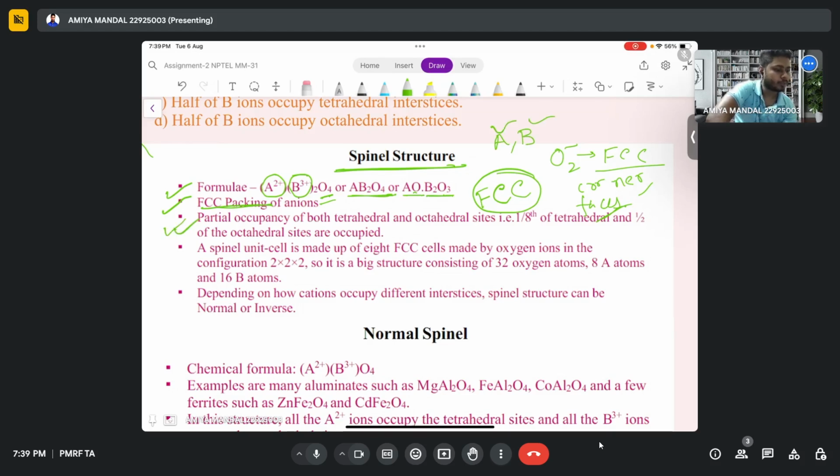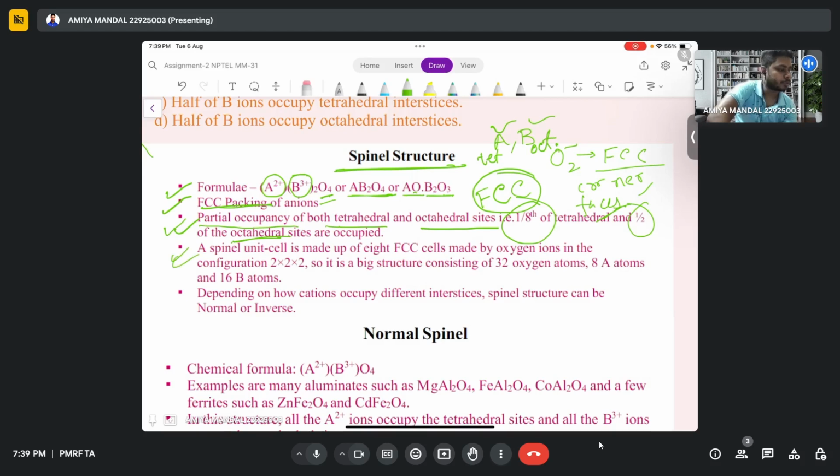Now see, there is partial occupancy at both tetrahedral and octahedral sites. A and B are situated at tetrahedral and octahedral sites. How are they situated? 1 by 8 of the tetrahedral sites per unit cell, and 1 by 2 of the octahedral sites.